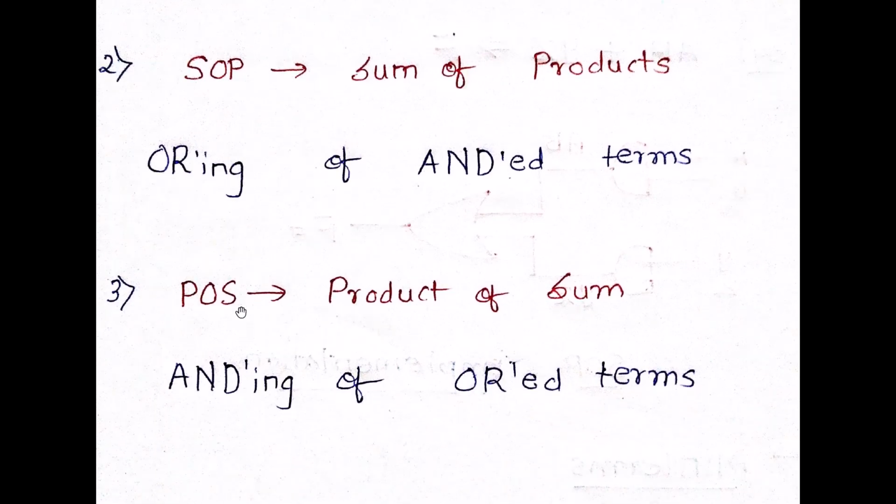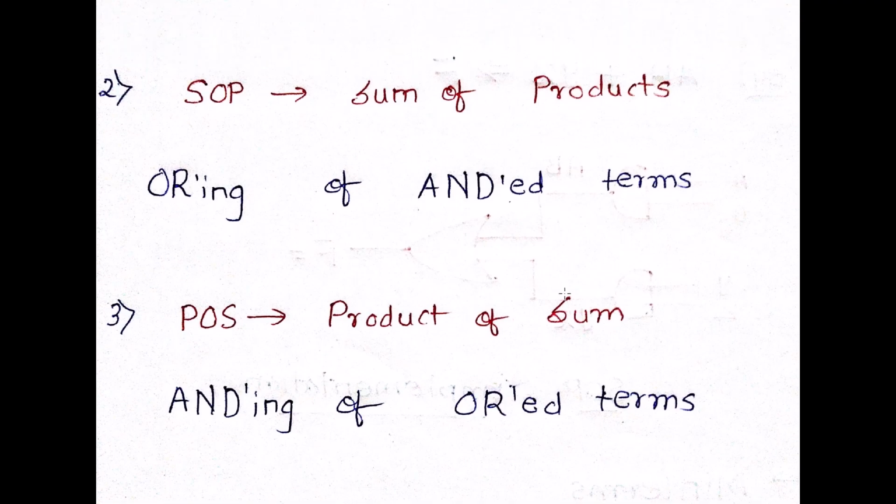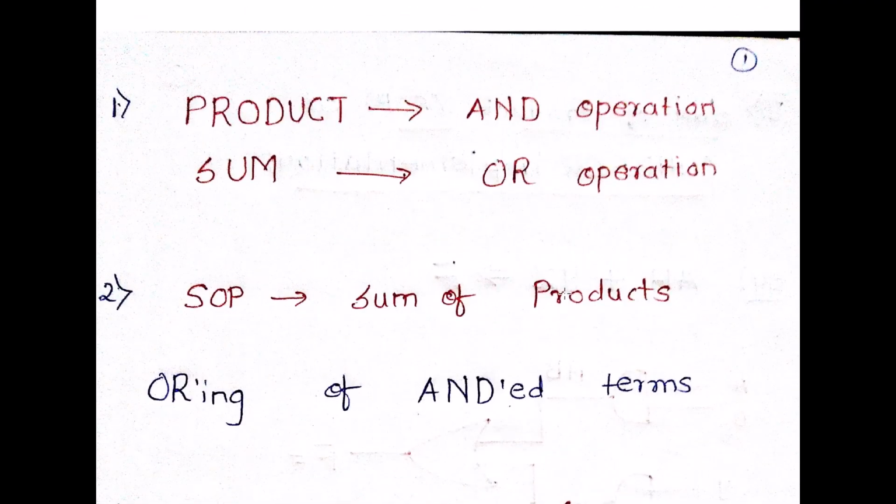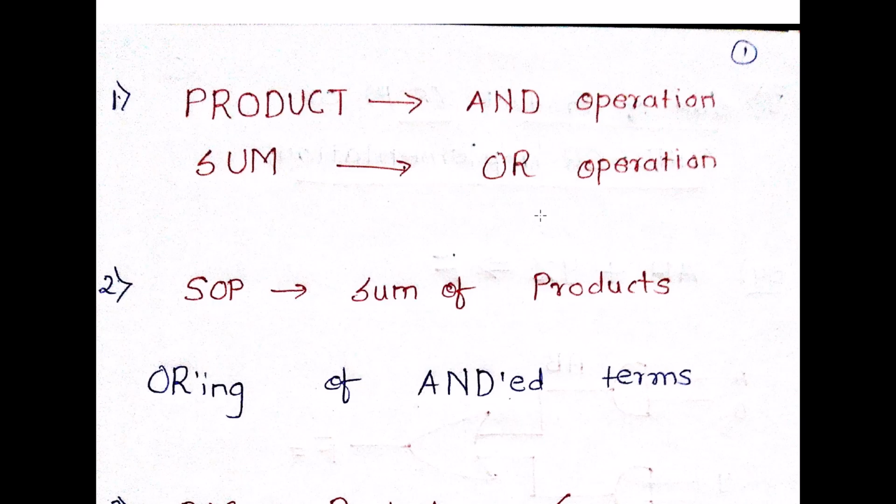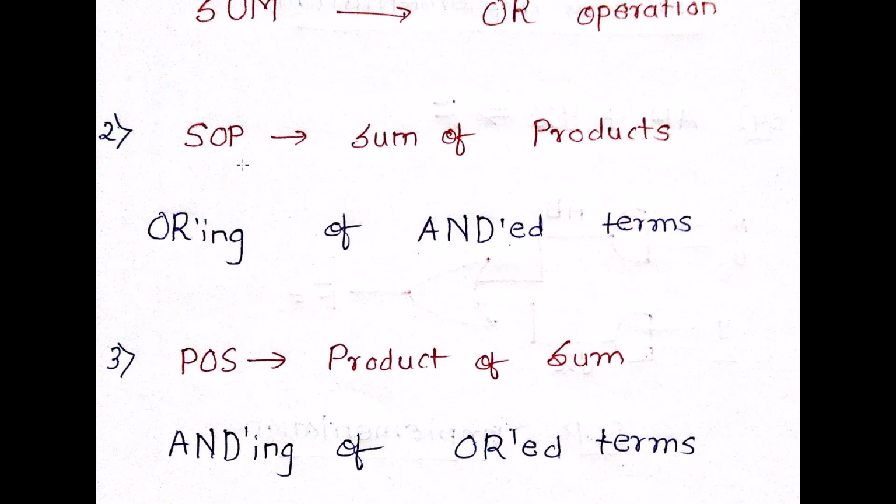Next, it is POS. POS is nothing else than product of sum. So product, as I told you, indicates AND operation. Sum indicates OR operation. So it's ANDing of OR terms. This is just the technical language. We'll see the expression, you'll understand it better. But just remember that a product indicates an AND operation, sum indicates an OR operation. So when I talk about SOP, sum means ORing and product means AND. Similarly, product means ANDing and sum means OR.